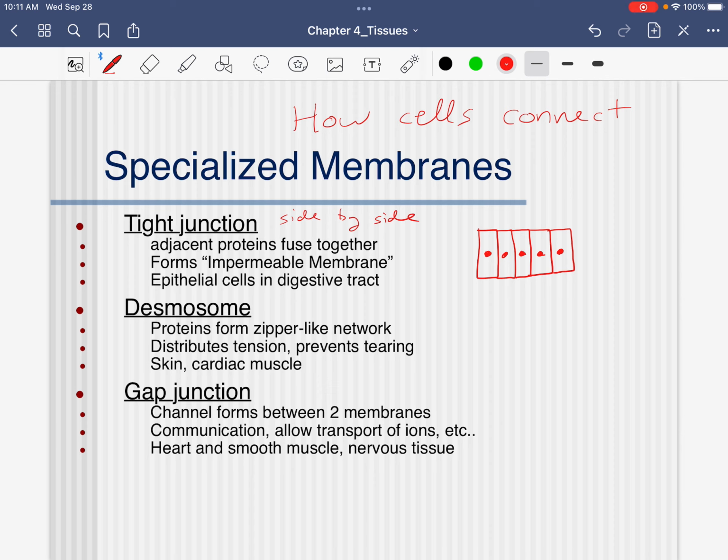So the example here would be the GI tract. And I suppose if we had to give a function for having a tight junction between the cells, how they connect, I would probably say something like forms a boundary.